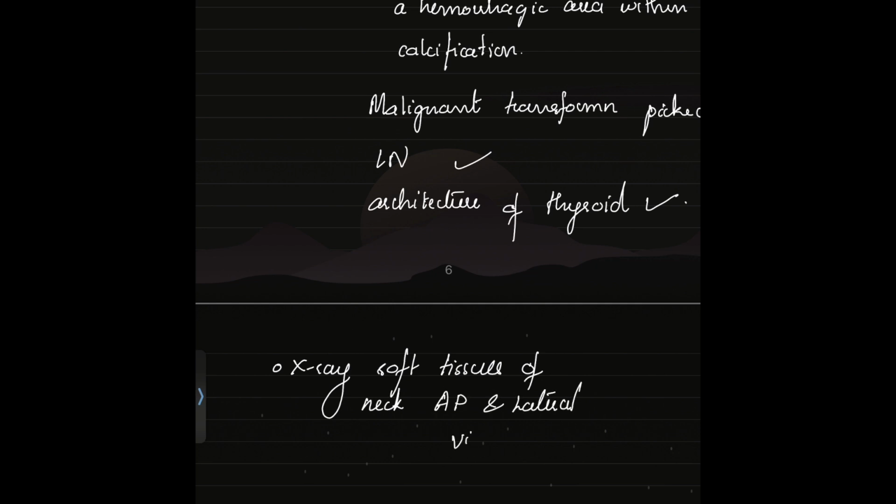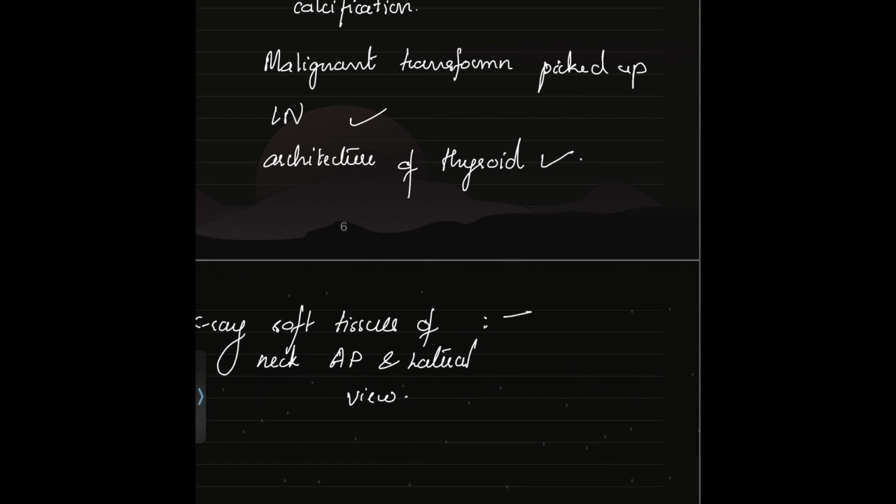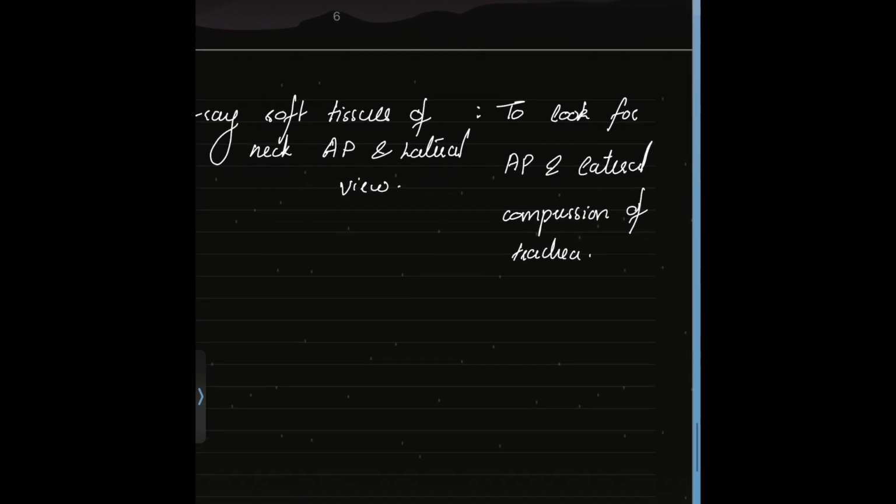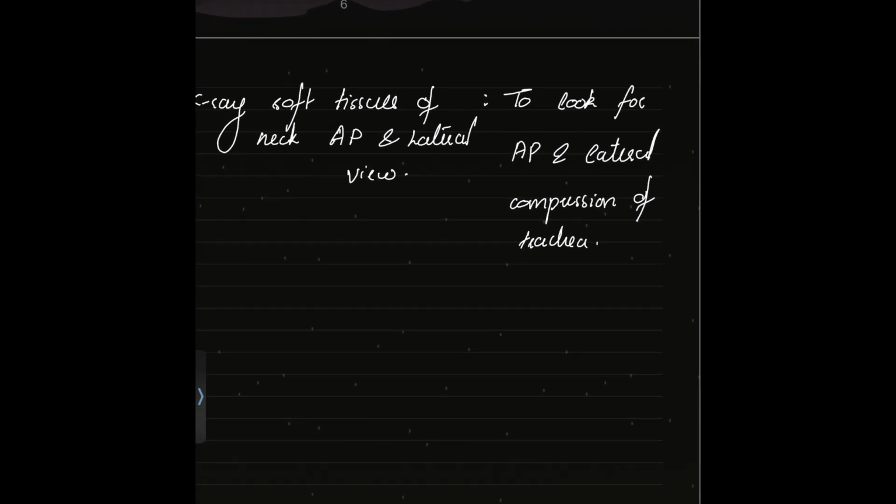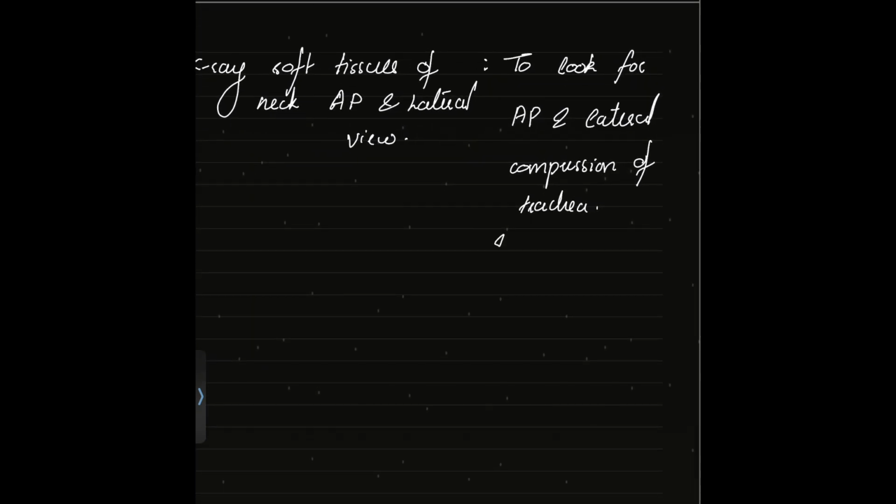Alright, so why is this taken? This is to visualize the compression of the trachea in these antero-posterior and lateral views. So we can see the characteristic appearance of the trachea. There is a term which you have to remember, that is scabbard trachea. That is the characteristic appearance of the trachea which is seen on the X-ray.